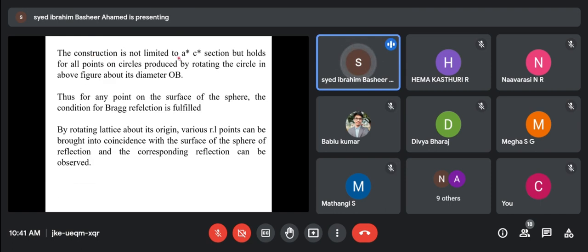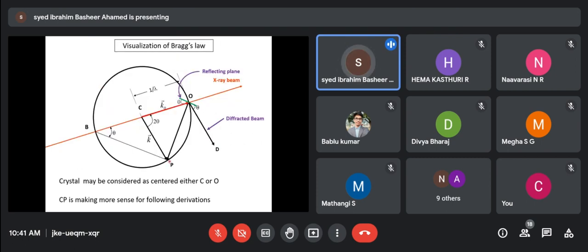So the construction is not limited to the A star, C star section, but it holds for all the points on the circle produced by rotating the circle in the above figure. This figure illustrates the reciprocal lattice point which is falling on this circle.